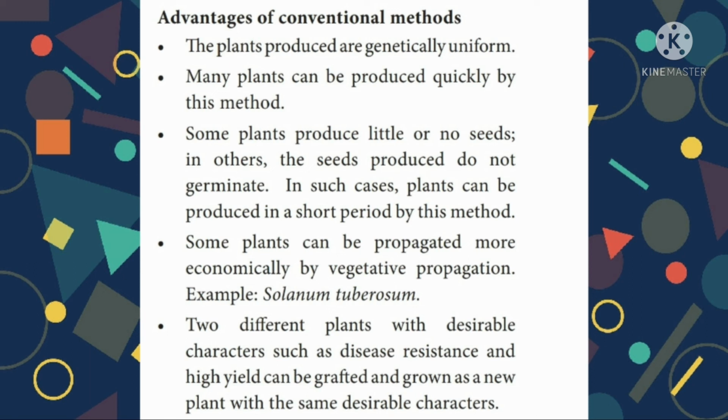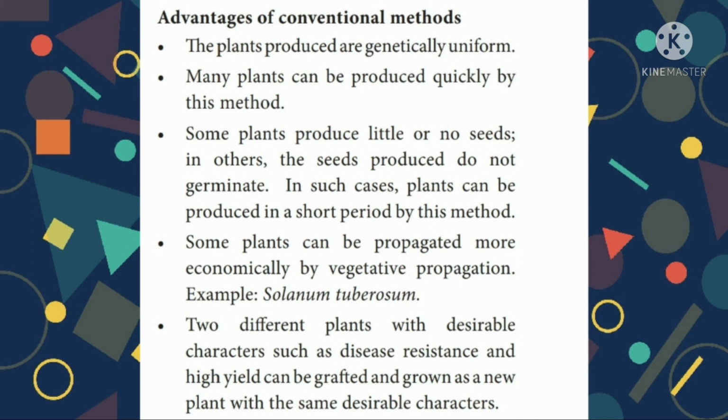In the conventional methods, the plants produced are genetically identical because we don't use a male as well as a female plant. We are using only one plant, so they are genetically identical, and many plants can be produced quickly. For example, we don't wait for the plant to produce flowers, fruits and seeds. We just take the branches and cultivate the plants. So it is a quick method.